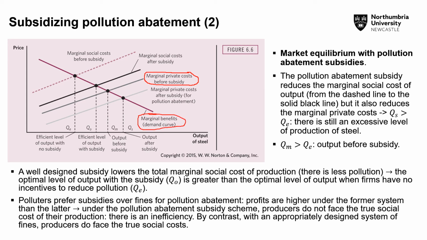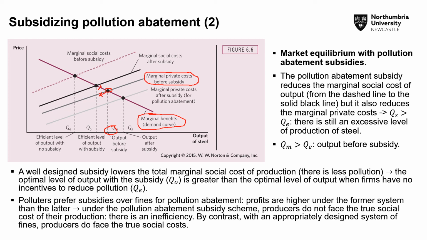So up until which point does it make sense to produce steel? Remember, steel production is associated with pollution. So before the subsidy, the level of output is at this point here, call it Q subscript M. Let's say that we are at these two points, so that this is the marginal private cost or supply and this is the marginal benefit. As long as the marginal benefit is greater than the marginal private cost, it makes sense from a supply perspective to produce more units of steel.